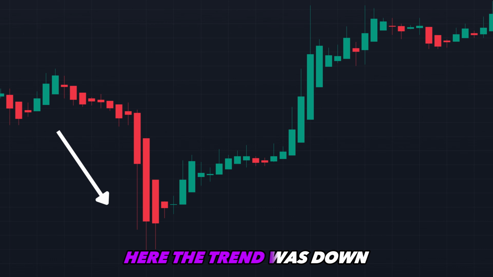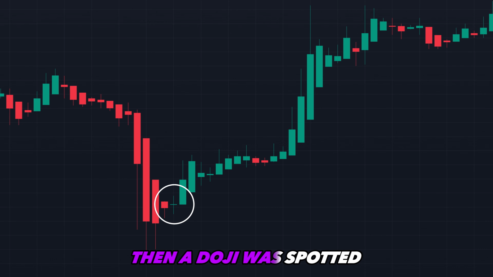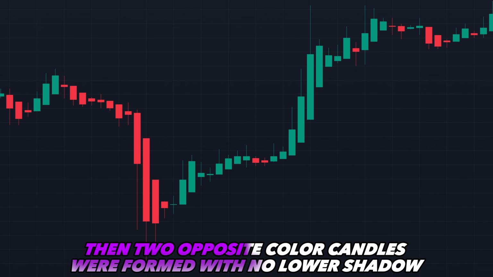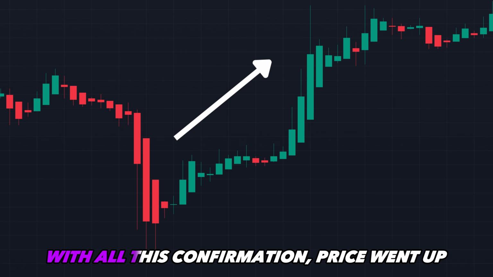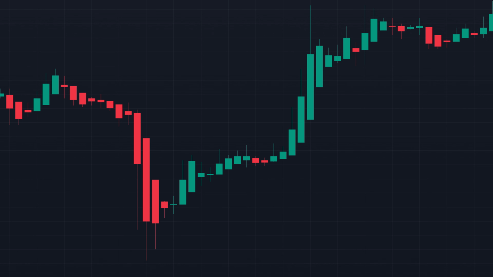Here the trend was down. Then a doji was spotted. Then two opposite color candles were formed, with no lower shadow. With all this confirmation, price went up. So that is how we use Heikin Ashi candles.